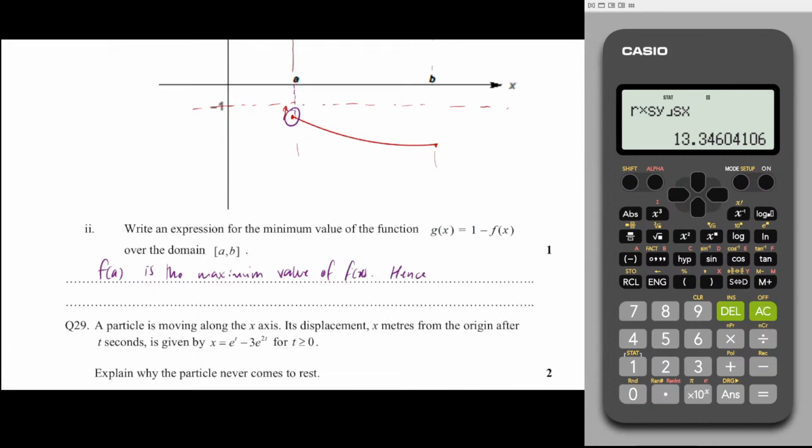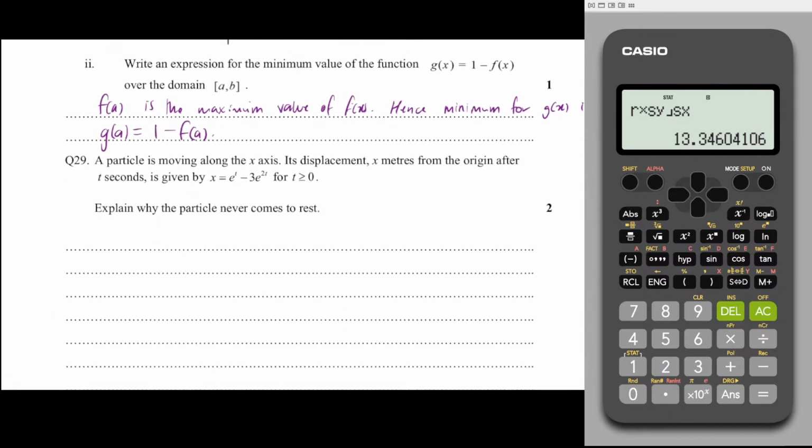Hence the minimum for g of x is, and it's got to be g of a, because you've got to substitute a into it, and it's 1 minus f of a, like that. That's pretty straightforward, because it's whatever that value is at a, because it has to be the highest value. Cool. Alright, I'm happy with that.